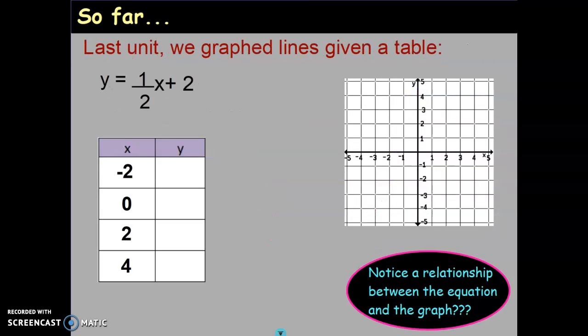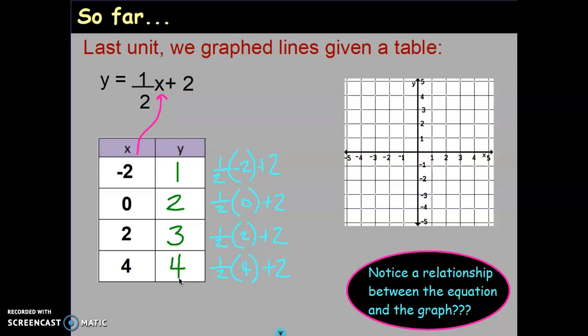Last chapter, we also graphed lines by making tables. So take a second to try filling out this table. I'm giving you 4 x values to plug in for x. You find the y values, plot them, and remember they should all line up to make your line. Right, plugging in -2 should have given you 1. Plugging in 0 gave you 2. Plugging in 2 gave you 3. And if you noticed a pattern, plugging in 4 gave you 4.